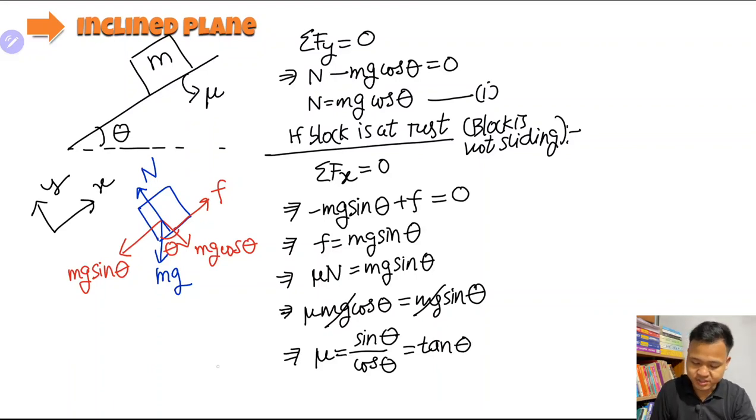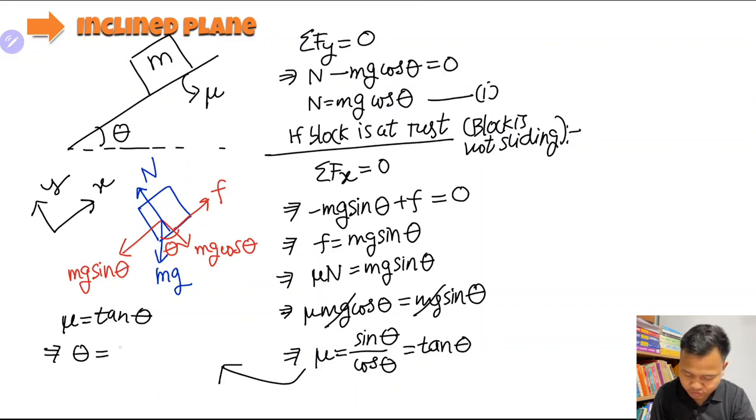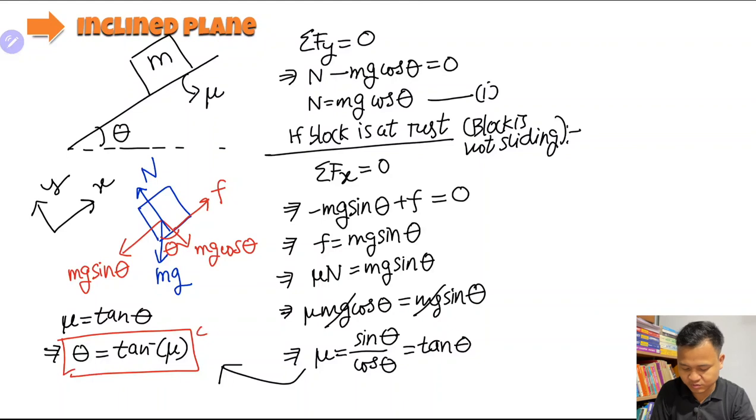So here I get one relation. From here, mu is equal to tan theta. Or theta equals what? Tan inverse of mu. So theta equals tan inverse of mu. This is the condition. This is the condition for no sliding. Theta equals tan inverse mu.